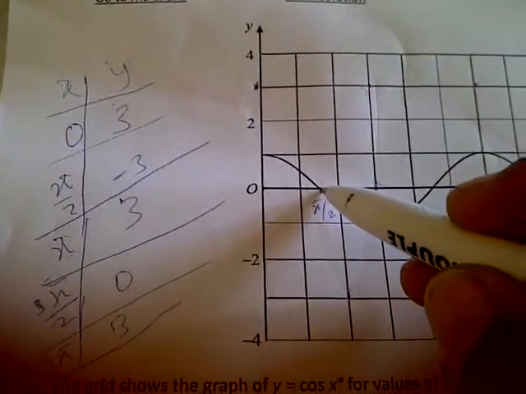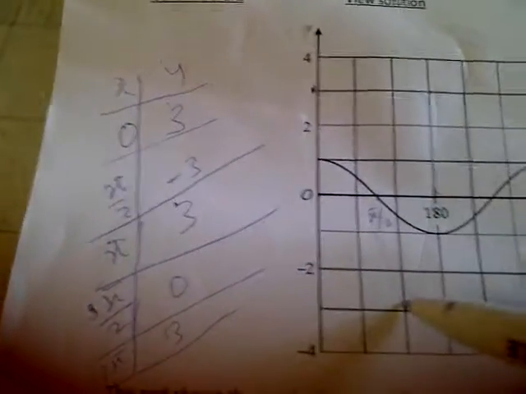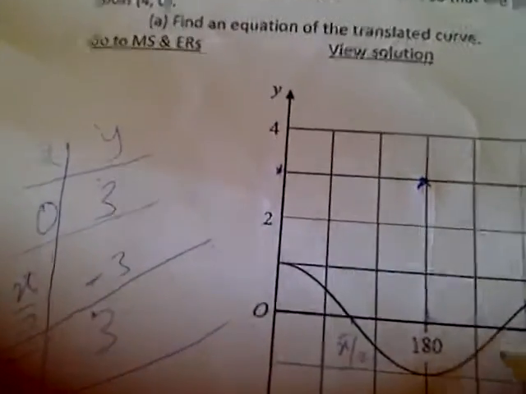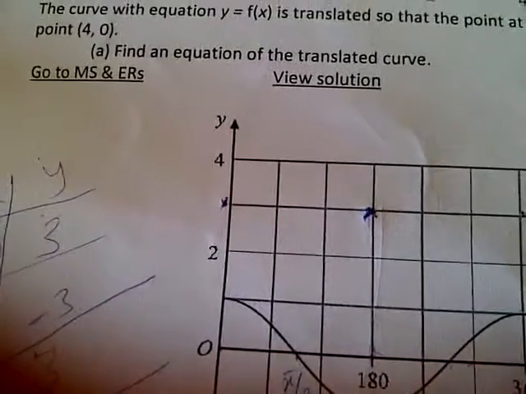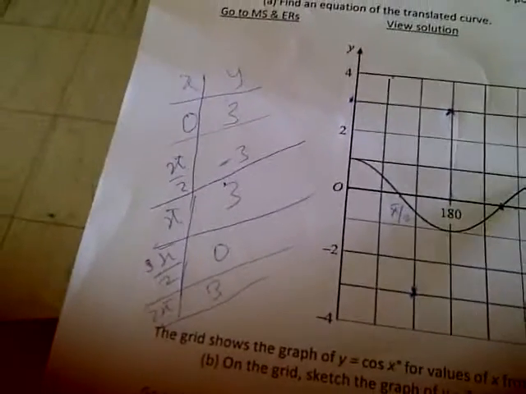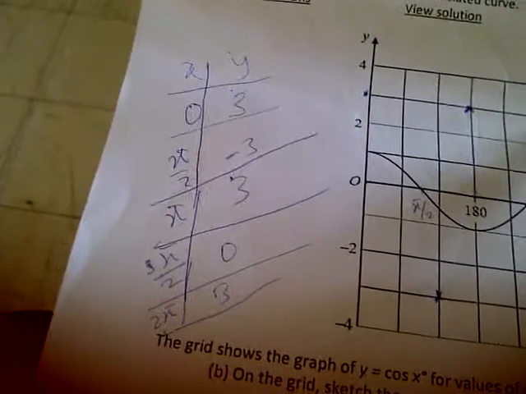So what we'll now have to do is, when x is 0, y is 3, we'll make a mark here. When x is pi over 2, that's 90 here, y will be minus 3. We come down here and make a mark. Then when x is pi, that's 180, y will be 3. We'll come here and make a mark. Now when x is 3 pi over 2, that's 270, y is 0. Make a mark here. Now when x is 360, y will be 3. Make a mark here.